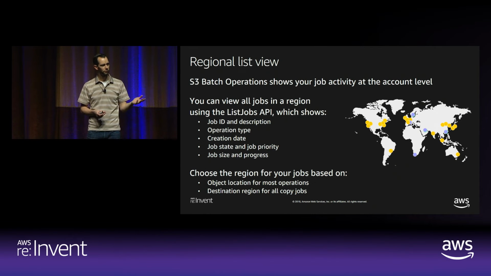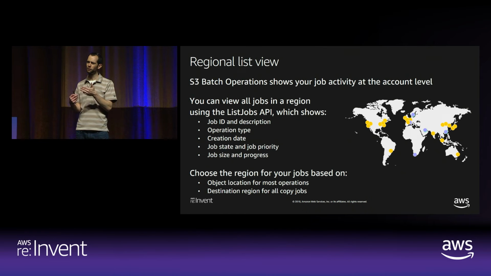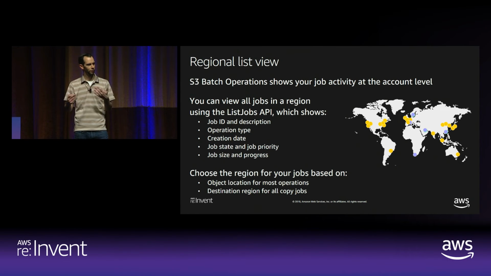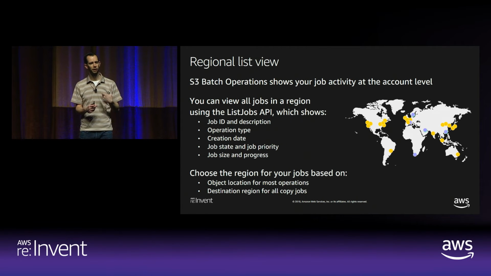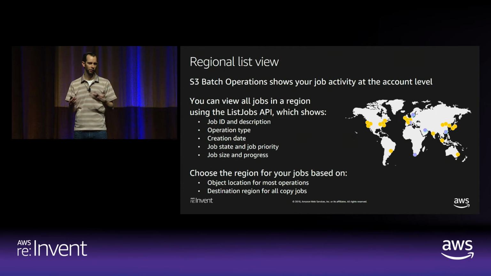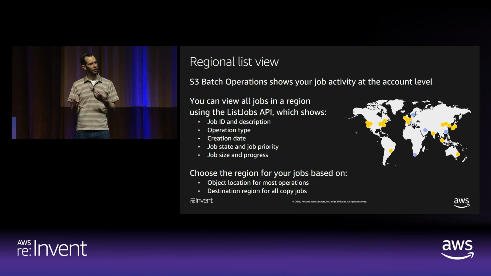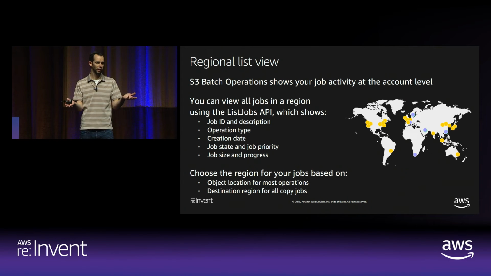That regional list view is going to show you everything that's going across buckets. And when you're trying to think to yourself, well, do I just pick any region I want to run this job in? How do I think about that? For most of the operations, you're going to specify the region where the objects are. So if you want to tag objects, it'll be that region. And it'll just be about where the data is located. For copy, it's more about how the copy operation works. So you want to create that job in the destination region. If the source and destination are in the same region, that's pretty simple.